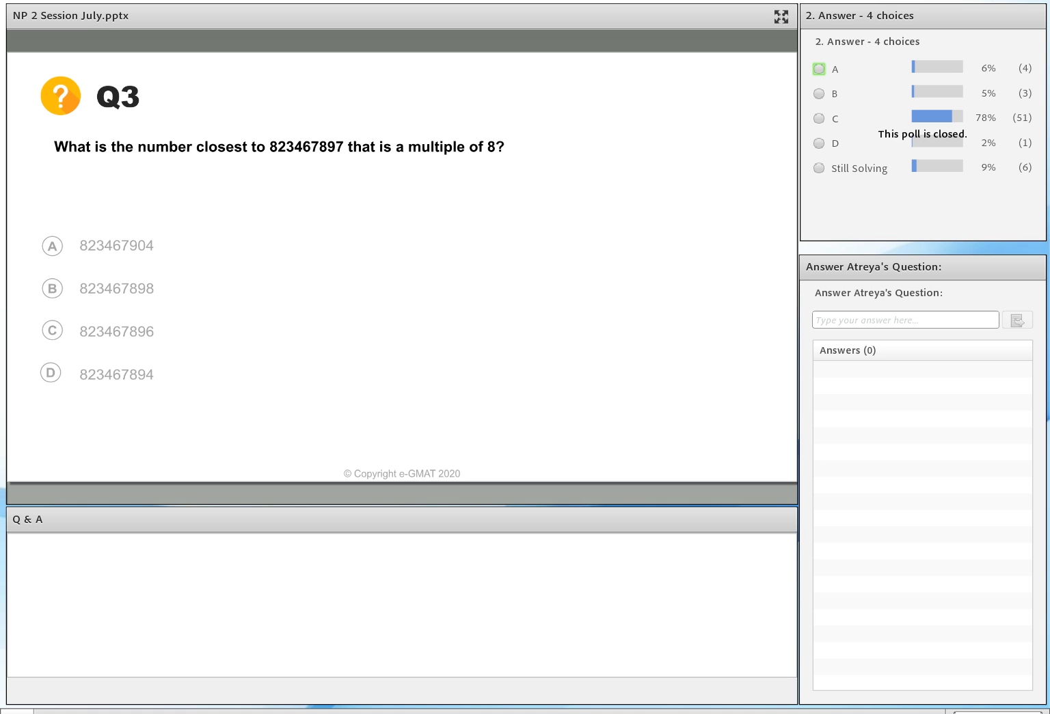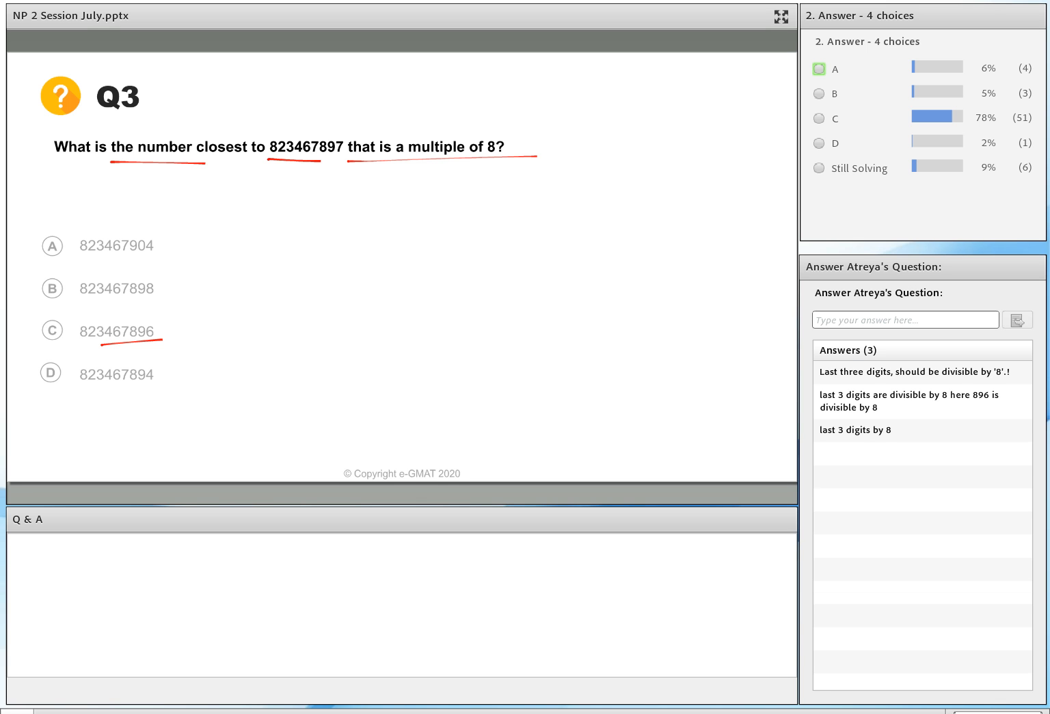So 78% of you tell me that the answer for this question is choice C, that is the number that ends with 896. Absolutely correct. Now, what is the question asking me? The question asks you what is the number closest to this bigger number that is a multiple of 8, or essentially that's divisible by 8. I'm going to reopen the poll, short answer poll, tell me what's the divisibility rule for 8. What is that rule that I'm talking about? Absolutely correct. The last 3 digits, they should be divisible by 8, right? Absolutely correct. Okay. So that's the concept over here.